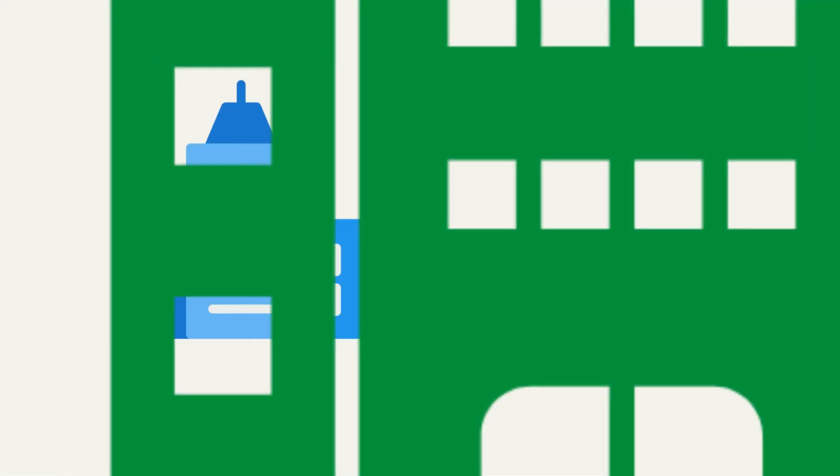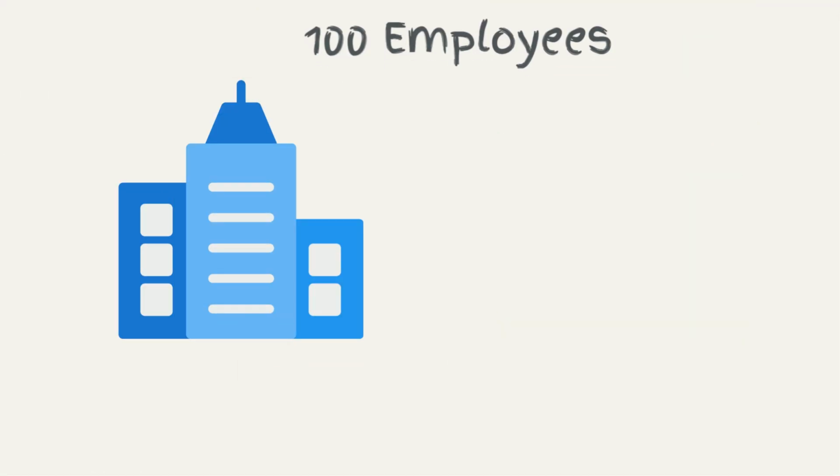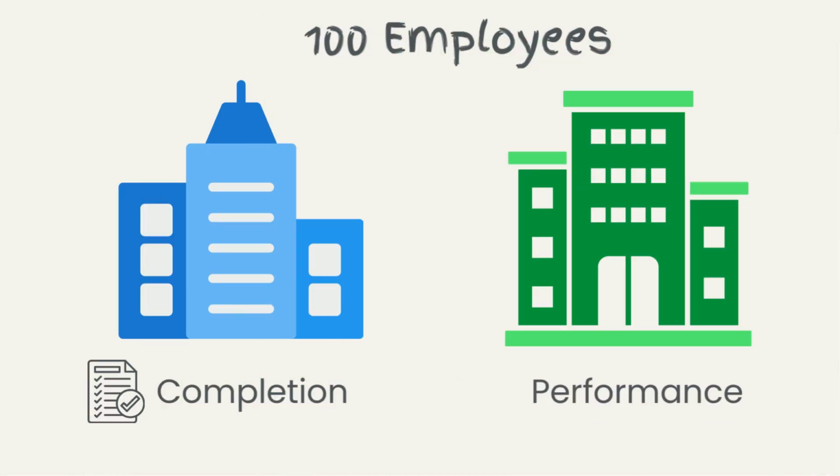Consider two companies training 100 employees on the same system. Company A measures completion. 100% of employees finish the training. Company B measures performance. 85% of employees complete the task correctly without help. Both companies report training success, yet only one achieved learning transfer.